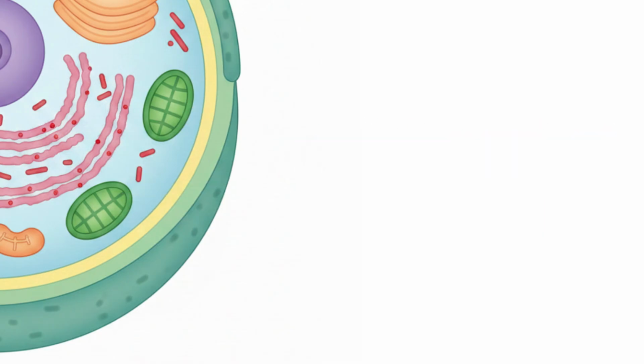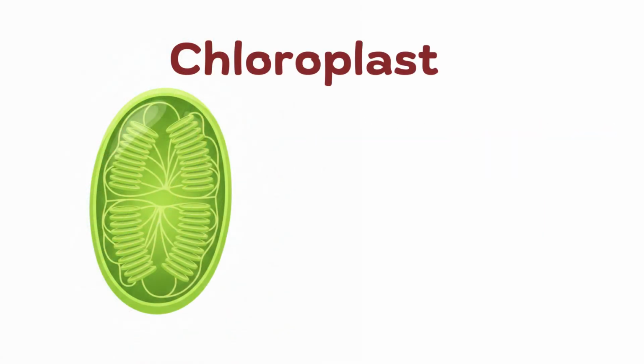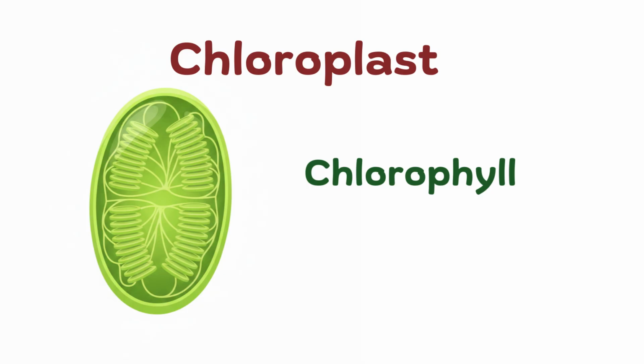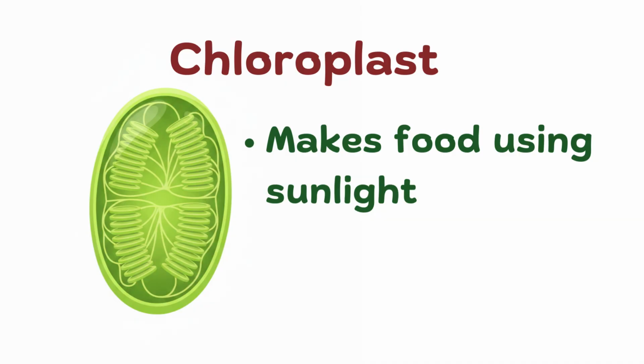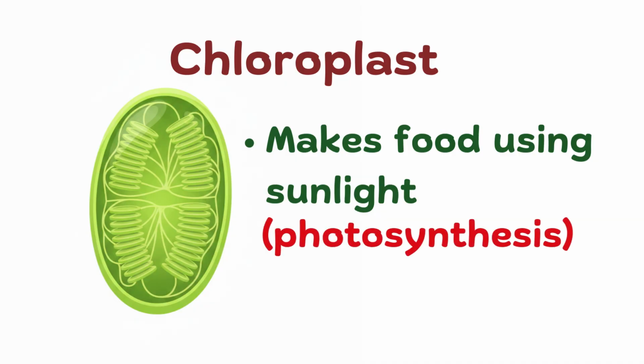Chloroplast. Chloroplasts are special structures found only in plant cells. They contain chlorophyll, the green pigment that absorbs sunlight. Using this sunlight, chloroplasts make food for the plant through a process called photosynthesis.